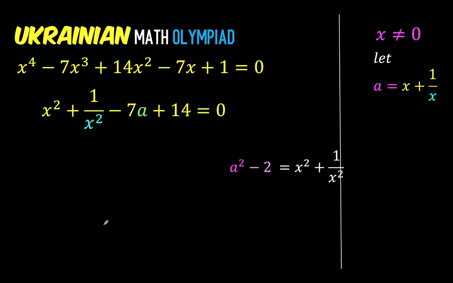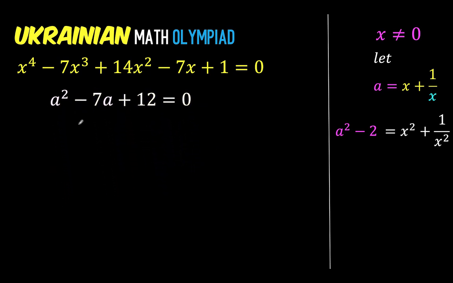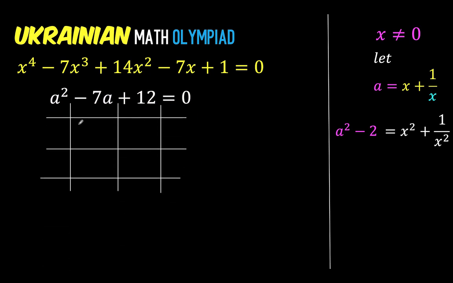So let's do the substitution now. So we now have a squared minus 2 in place of these first two terms, and we just copy all the rest. Then minus 2 plus 14 simplifies to plus 12, and we now have here a quadratic equation that can be solved by factoring. So using the tic-tac-toe method, the factors of a squared are a times a. The factors of 12 that will result to negative 7 when added are negative 3 and negative 4. Or it could be other combinations.